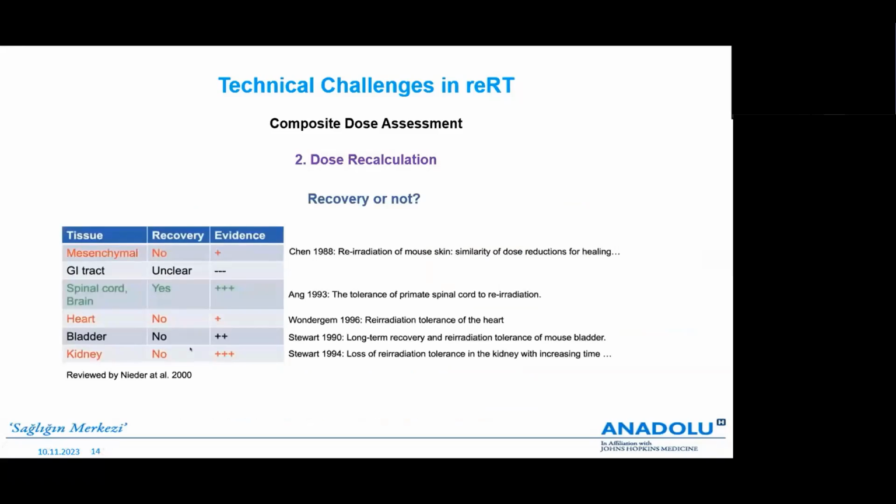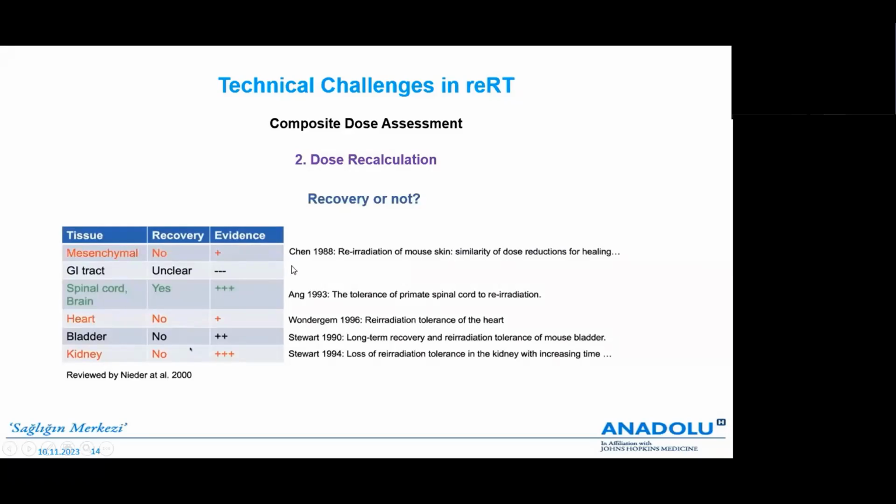So look at this table. This was reviewed by Miller in 2000. They see that for these red ones, mesenchymal tumor, mesenchymal part, heart, and kidney, there is no recovery, and the evidence is very high. But if you look at the spinal cord, there is some recovery, which means that you can discount some dose from the spinal cord.